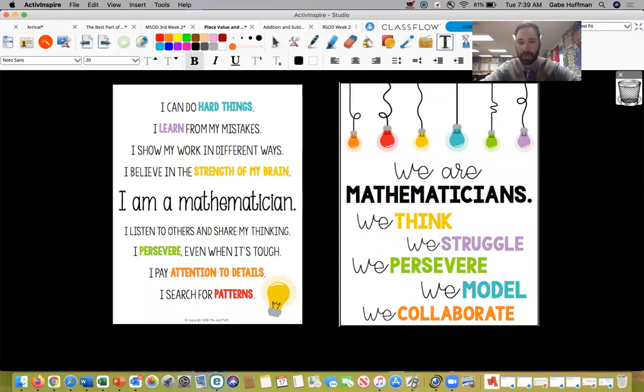You can read it along with me if you want to whisper read it, or you can just listen to me read it. But I still think even though it's on video, it's important for you to hear it because it's something that we need to be doing and talking about every day to stay good mathematicians. So it says, I can do hard things. I learn from my mistakes. I show my work in different ways. I believe in the strength of my brain. I am a mathematician. I listen to others and share my thinking. I persevere even when it's tough. I pay attention to details and I search for patterns. We are mathematicians. We think, we struggle, we persevere, we model, we collaborate.